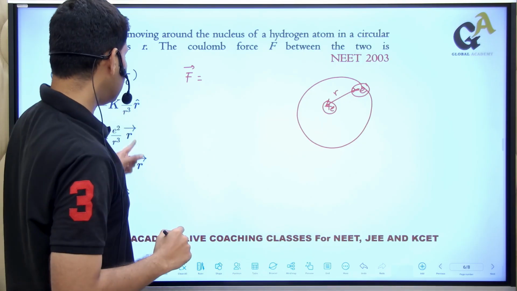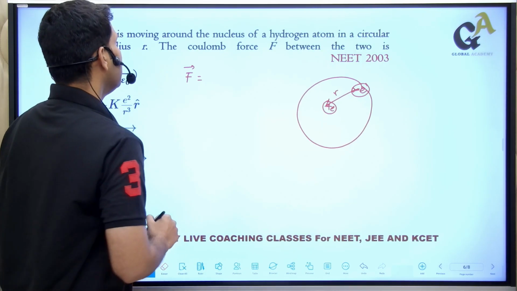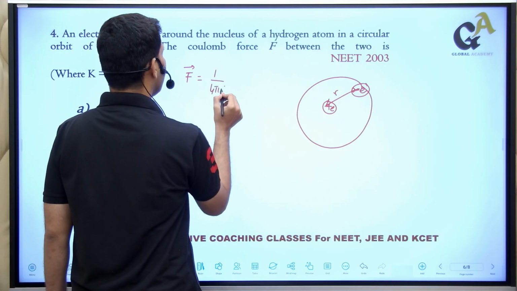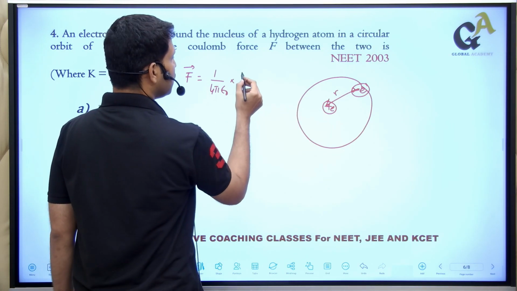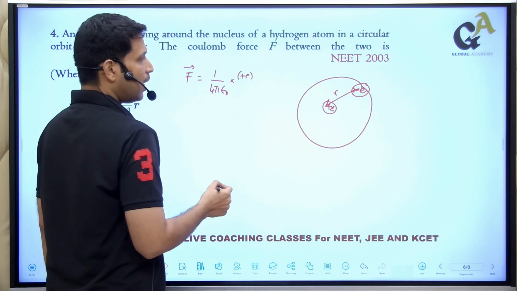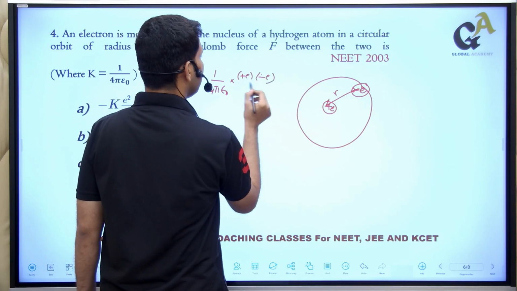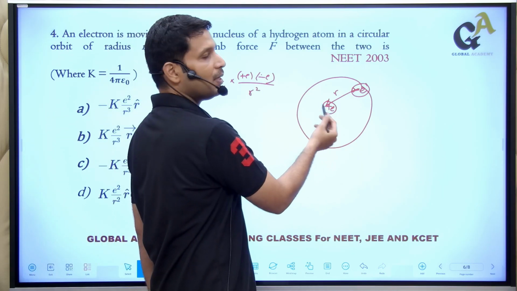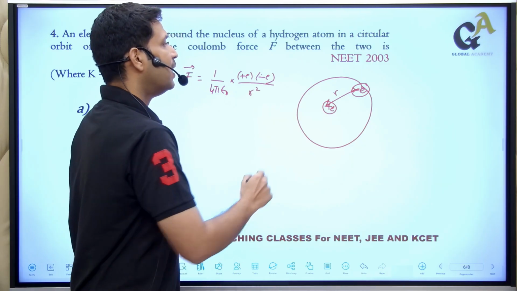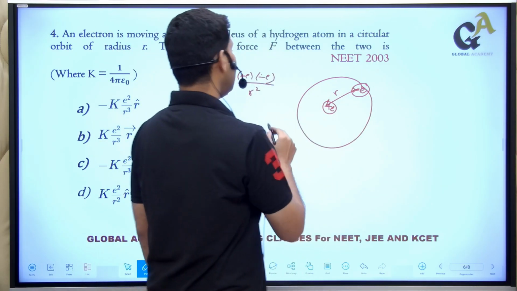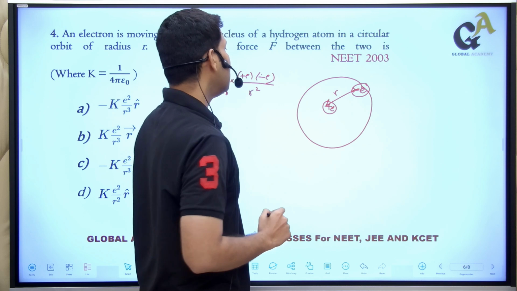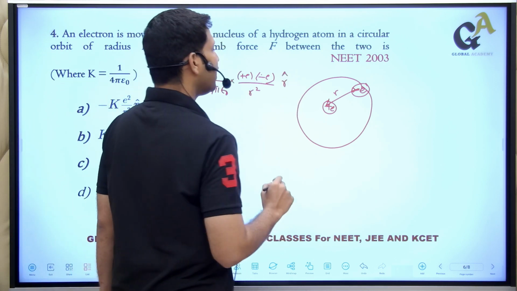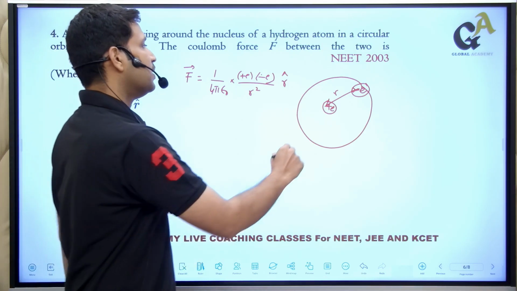Because all the answers consist of the vector r, in the vectorial format the Coulombic force is given by 1 divided by 4 pi epsilon naught into the charge of the first and the charge of the second, divided by the distance of separation between them, right? The charge of the first is the proton, plus e, and the charge of the second is minus e, divided by the distance of separation r squared, into r cap. r cap is the unit vector along the radius vector r.